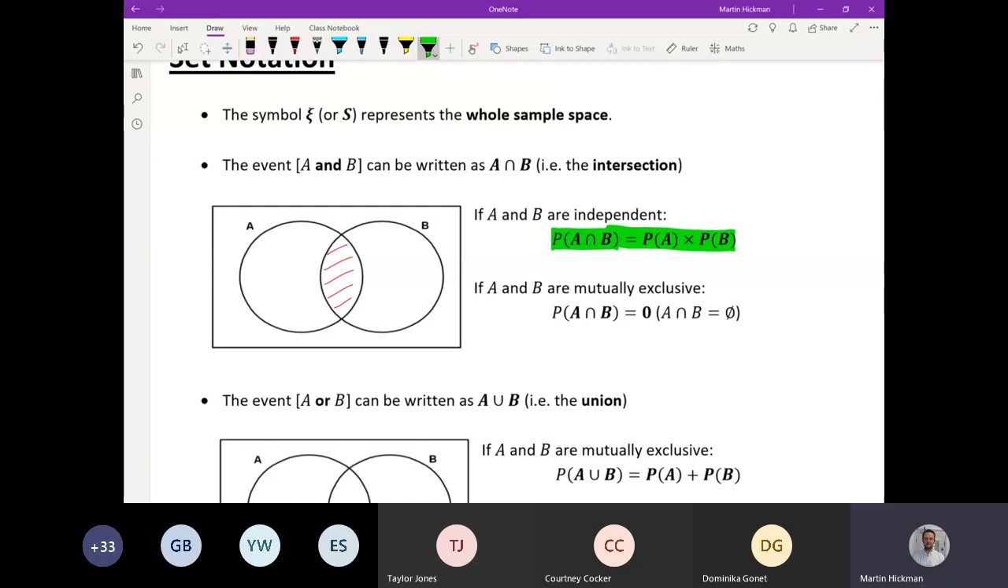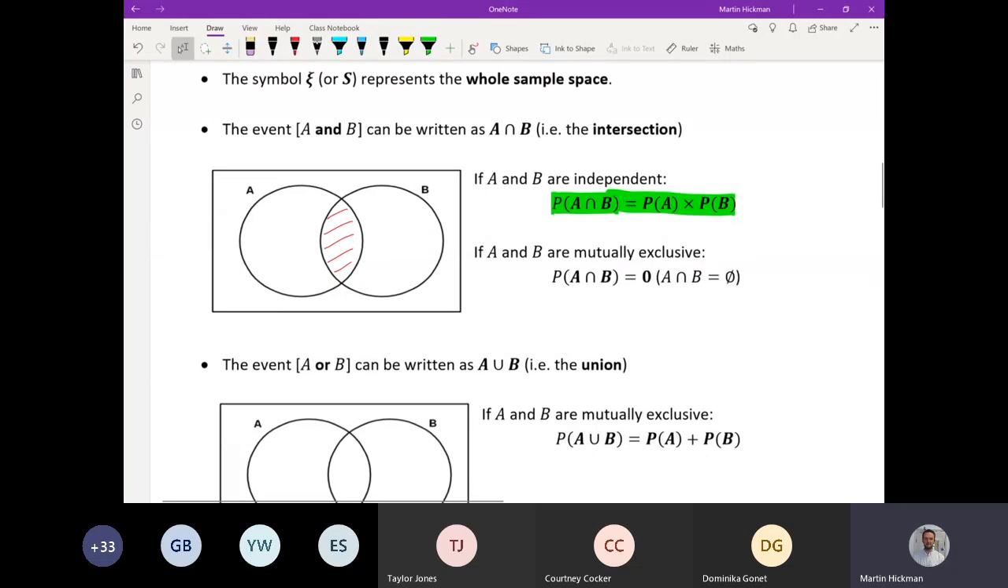And remember, if A and B are mutually exclusive, it means they cannot happen at the same time. So in that case, the probability of A and B happening at the same time is 0. If you draw the Venn diagram, if A and B are mutually exclusive, the circles won't overlap.